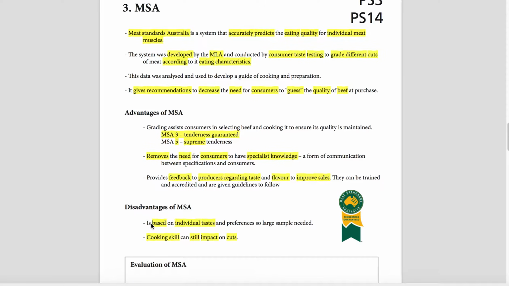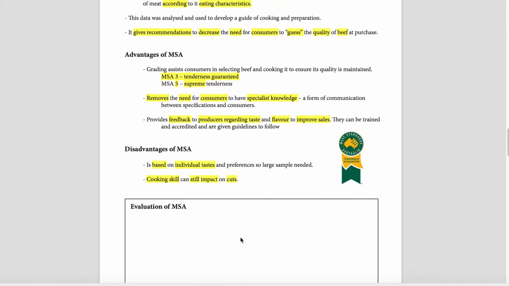Disadvantages of MSA is it's based on individual tastes. So they need a large sample, which they did do, and then cooking skill can still impact. So if consumers cook a piece of meat very badly, that affects the product quality.